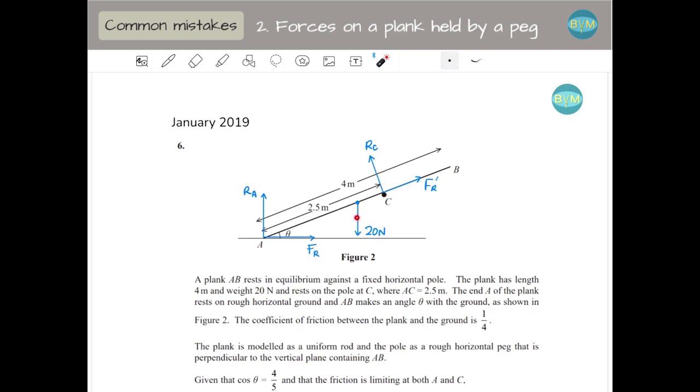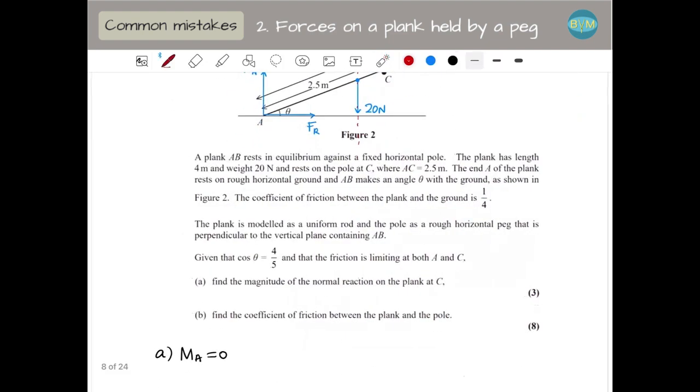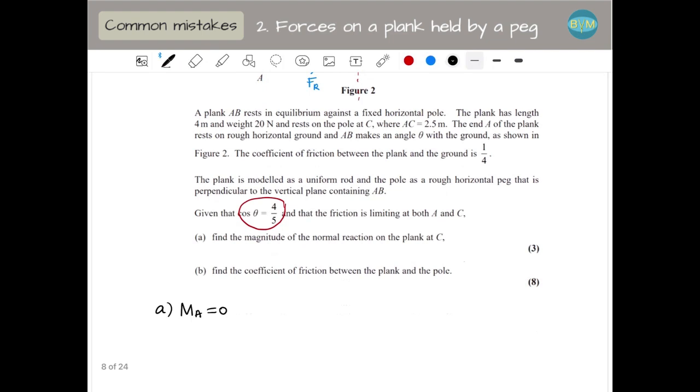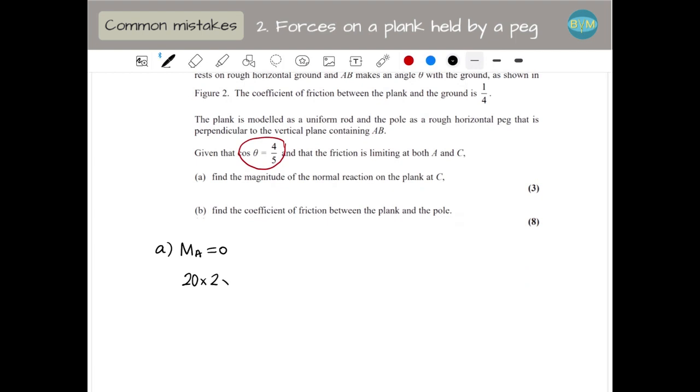So 20 times the distance to the line of the force. So this is the line of the force, and I need to find the distance from A perpendicular to the line of the force. So it's this side here. I know this is half, so this is the midpoint of the plank, so this is 2, and this is theta. So this length is going to be 2 cos of theta, and cos of theta is given. So I have the force is 20 newtons times the distance, which is 2 times cos of theta.